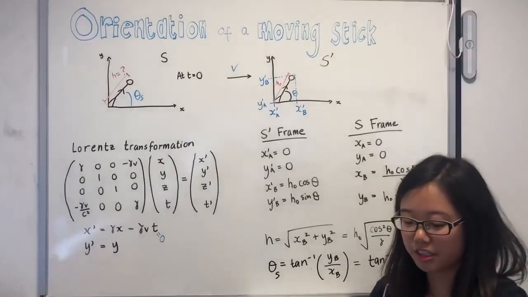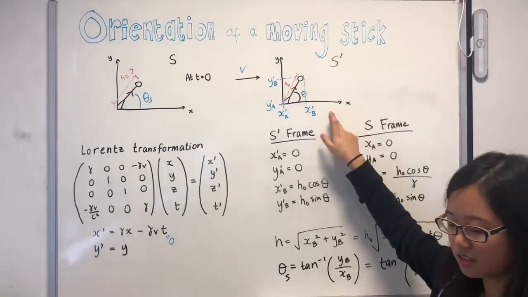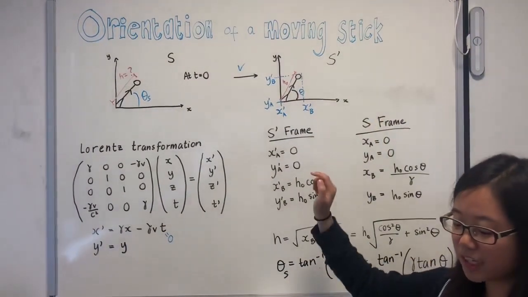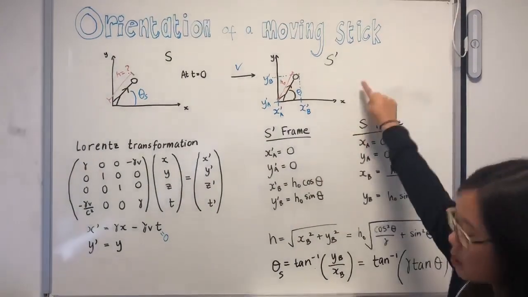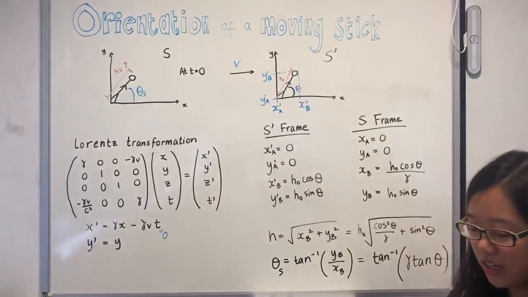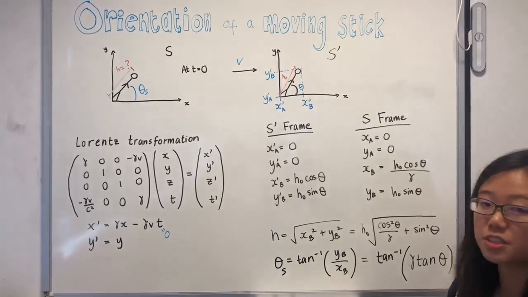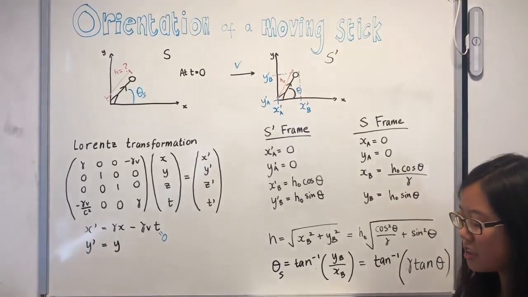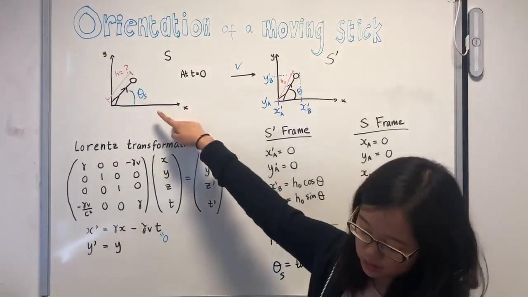Length contraction only occurs along the direction of motion. Let's consider a person moving at a speed v relative to frame S. In the person's reference frame, the S prime frame, she's at rest and has height h0 and is positioned at an angle theta to the x-axis as measured from the origin. What is her height in the S frame and also the angle theta s?